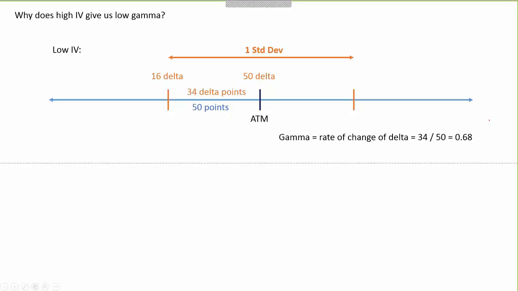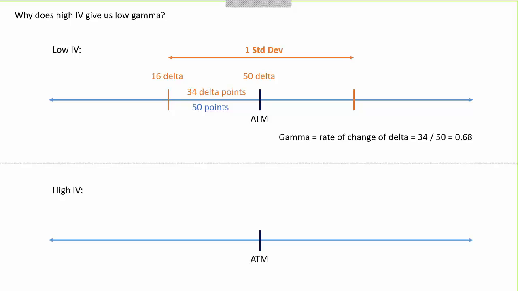So that's low IV. What happens in high IV, right? Low IV means low movement, high IV means high movement, right? Hopefully that makes sense. So when we have high IV, if this is our at the money, and we now draw our one standard deviation, our standard deviation is much wider, right? And that should be self-explanatory, right? But what does that mean? That means that our 16 delta is much further away.